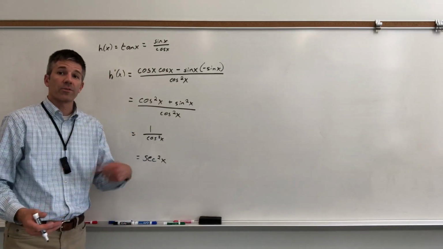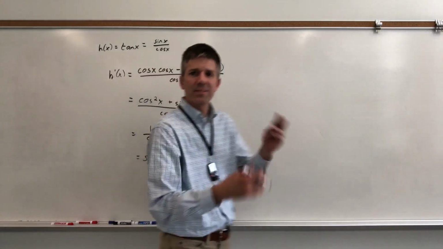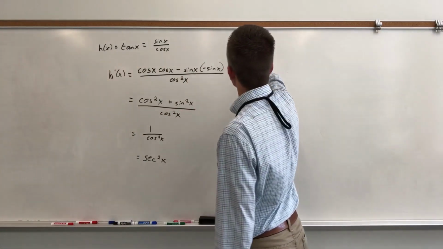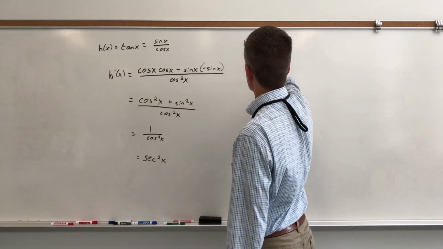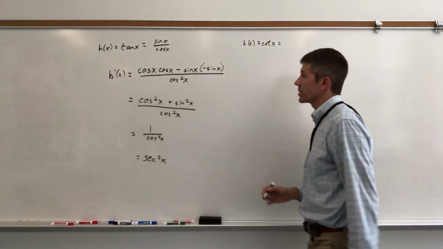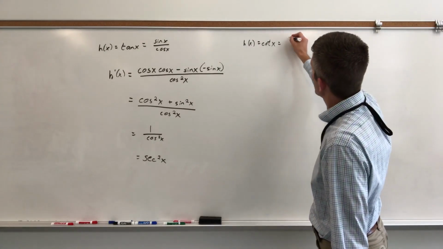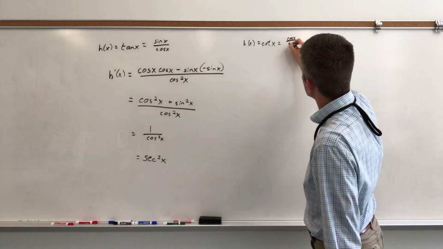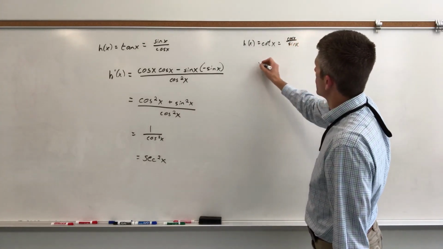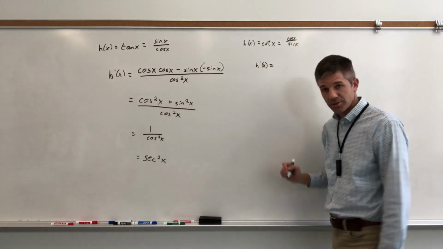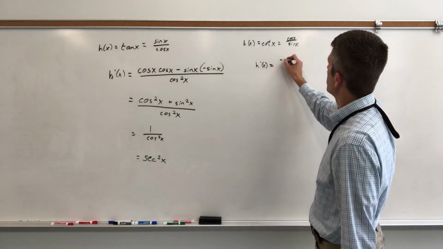So let's do a similar problem, only we're going to say that we're finding the derivative of cotan this time. Same process, different function. So let's say that h is cotangent of x. I actually recommend that you mute the video and try this one on your own. And so here we go. We're going to have cosine over sine. And so we will do f prime g minus f g prime, all divided by g squared.